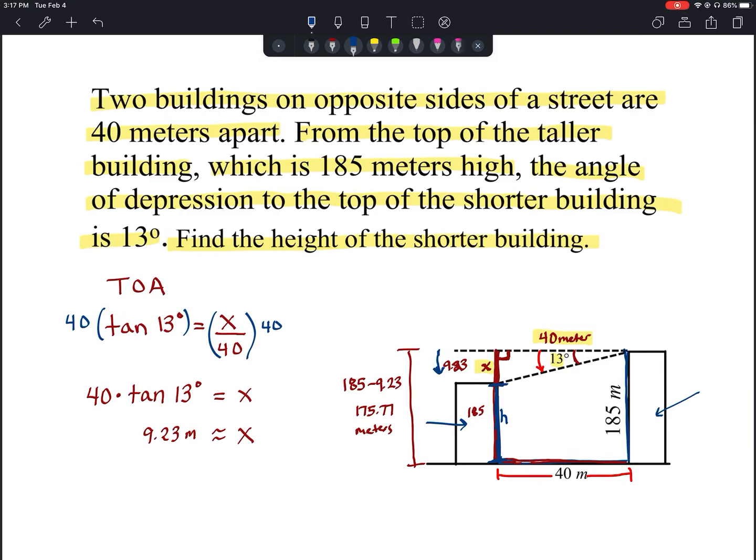Okay, so I don't think they gave us anything to round to on that one, so we'll just go ahead and go with that. So the height of the shorter building is 175.77 meters. And that's it. That would be our answer.